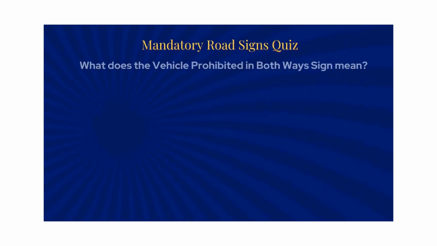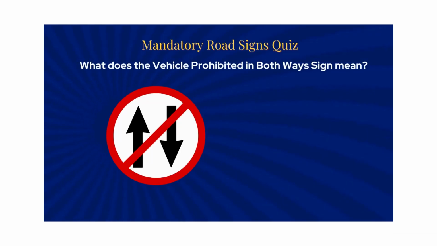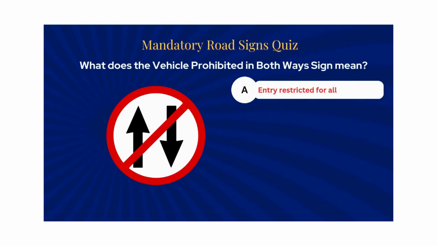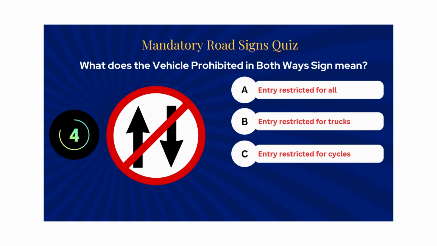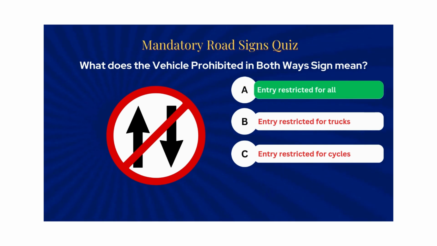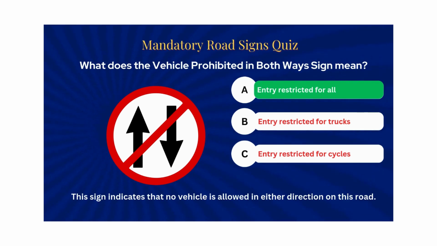What does the vehicle prohibited in both ways sign mean? Options are entry restricted for all, entry restricted for trucks, and entry restricted for cycles. The answer is entry restricted for all. This sign indicates that no vehicle is allowed in either direction on this road.